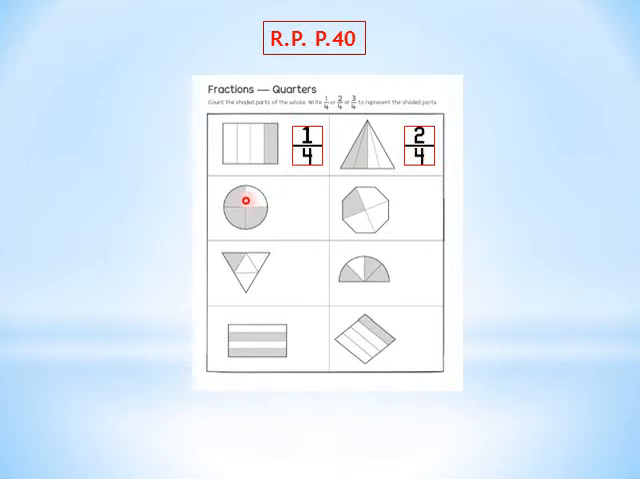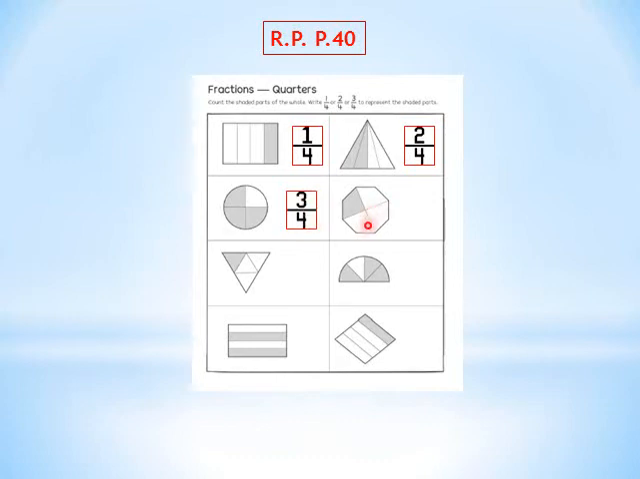This circle, I have 3 shaded parts. So I put 3 at the top. What is the total number of parts? It's 4. Can you read this fraction? Yes, 3 quarters. 3 over 4 or 3 quarters.